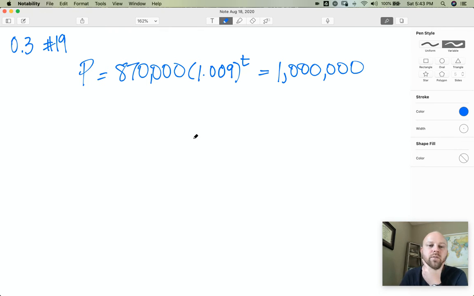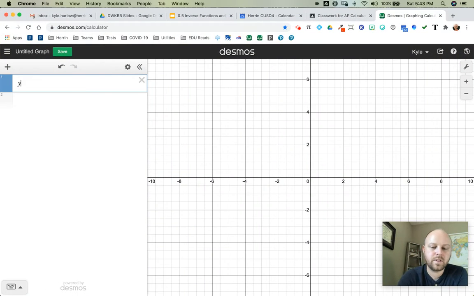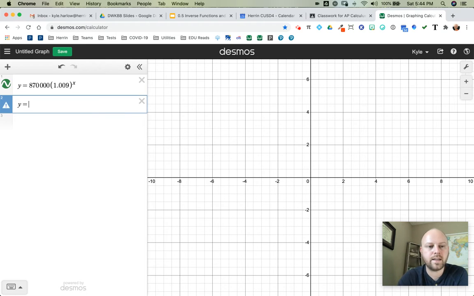So I'm going to solve this graphically, substituting in y for the P and x for the t. And then I'm also going to graph y equals a million, and we will see where these two separate graphs intersect. So over to Desmos, let's go y equals 870,000 times 1.009 to the x. And then let's also go y equals 1 million.